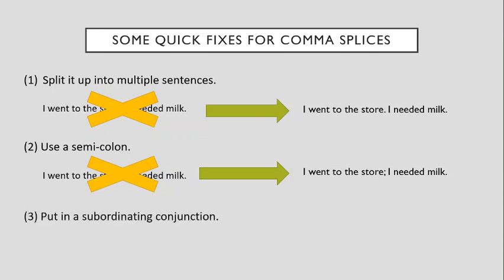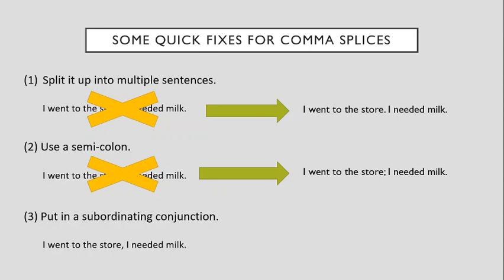The third fix is to put in a subordinating conjunction. If we do this, basically we look at the two clauses side by side and we try to figure out what word or phrase would be best for making one of the clauses dependent.